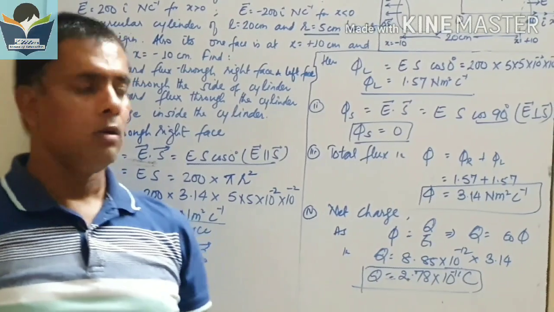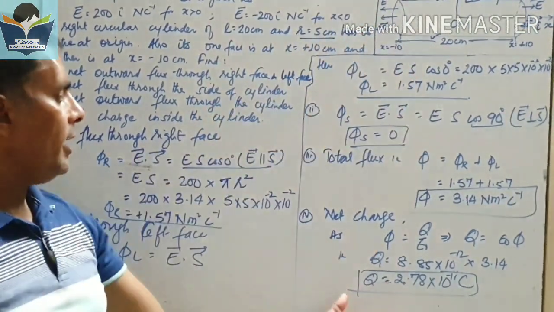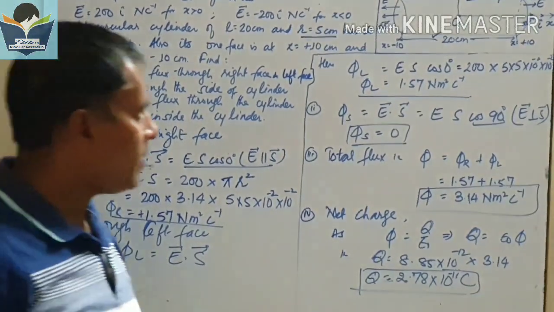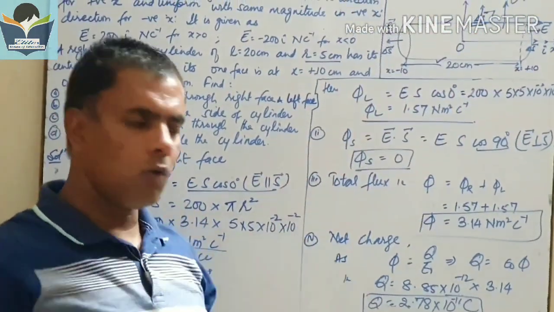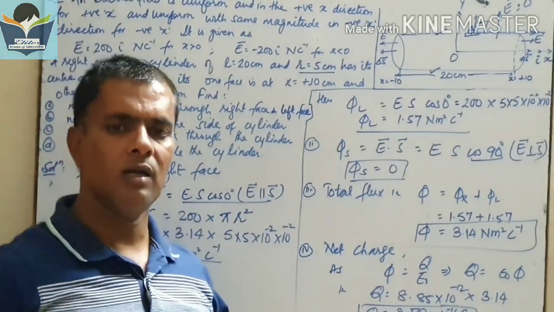So this is how we can apply the concept of flux and Gauss's theorem in determining some numericals. As I discussed in the previous case, same here, that surface is having a role in identifying the area, but the flux calculation will remain the same.